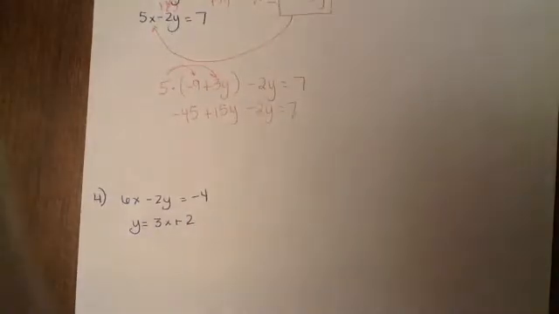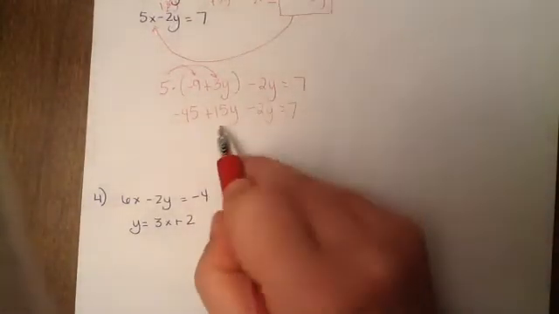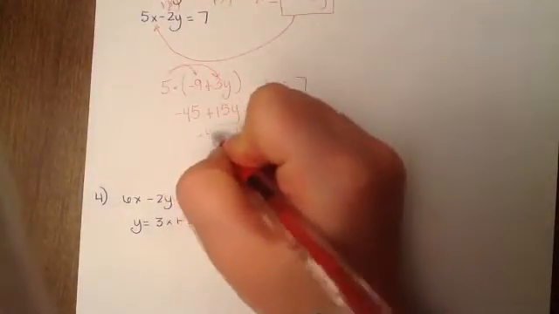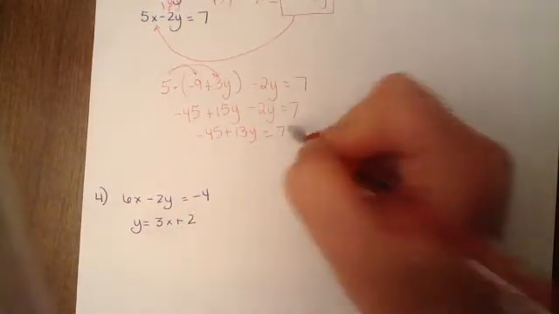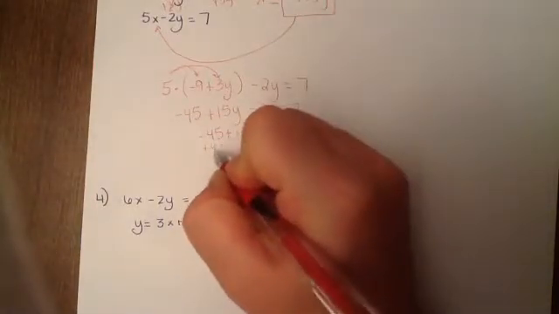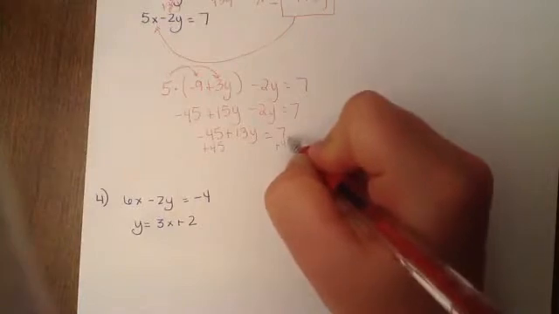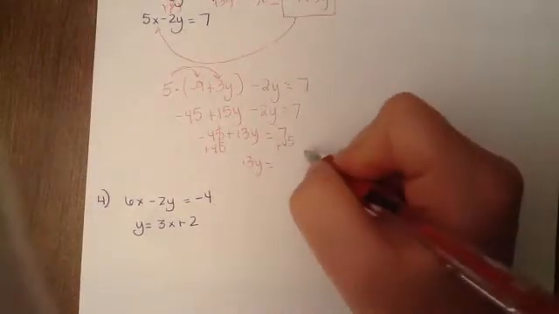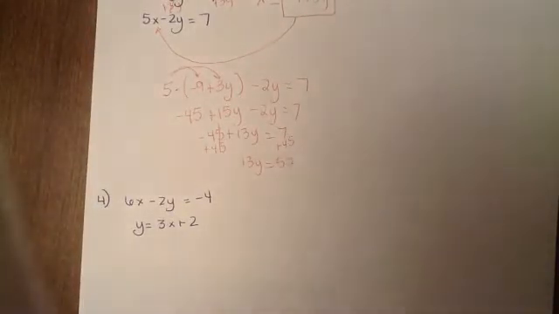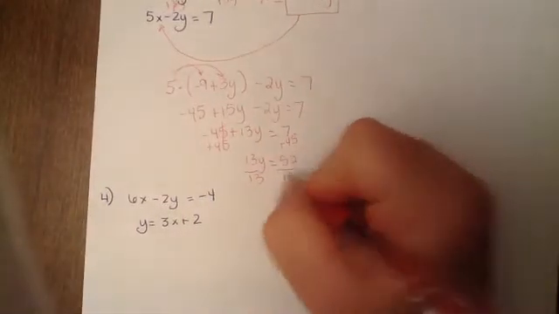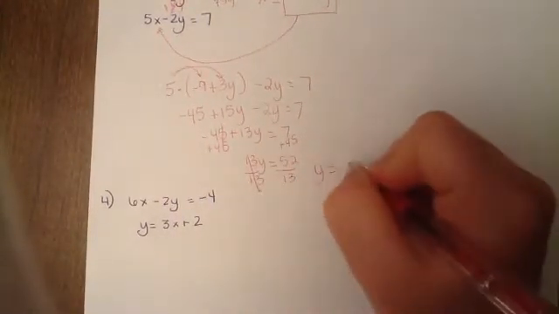What did you do next? Combine like terms. 15y minus 2y is 13y. And then get y by itself. To get rid of a minus 45, plus 45. What I do on one side I must do to the other. 13y equals 52. And your last step was divide by 13, divide by 13. Y equals 4.